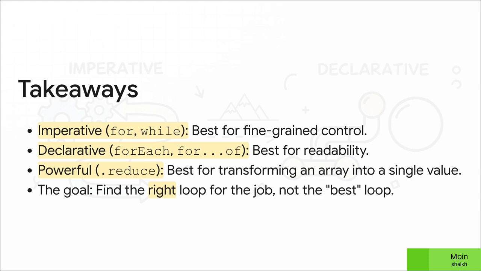But if your main goal is readability and clean code that's easy to understand, forEach and for of are fantastic. And then you've got the specialist, .reduce. When your goal is to transform an entire array into one single thing, a number, a string, an object, you name it, .reduce was built for that. See, the goal isn't to find the best loop, it's to know your toolbox so you can pick the perfect tool for the job you're facing.